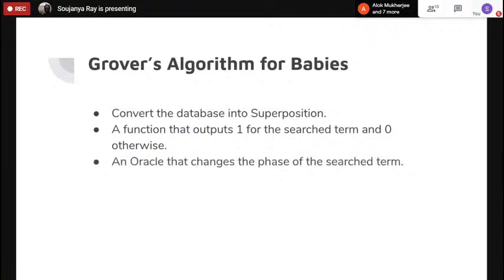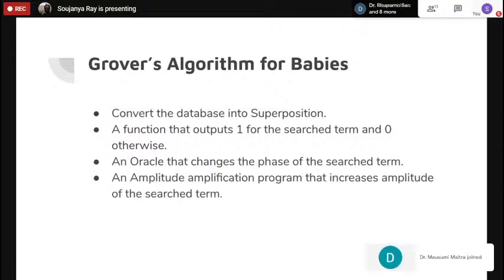You need to design an oracle that changes the phase of the search term. Now, big words are here: oracle and phase change. You can think of an oracle as a device that outputs something when you put something in. It's simply a kind of black box, but if you can define the oracle, it is no more a black box. So you need to change the phase of the search term. It means that it will invert the phase for the number 6. Inversion of phase, we will see in a while.